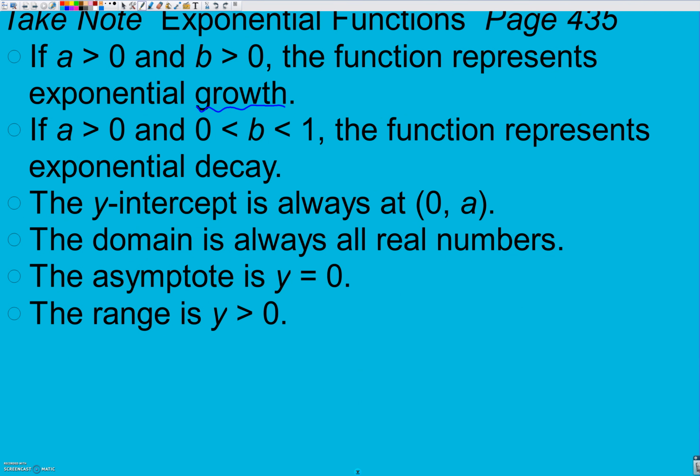The domain is always all real numbers. The asymptote is always y equals 0. That's our x-axis. Okay, asymptote. It's never going to cross, always just going to get close. And the range is y is greater than or equal to 0. Okay, we're always going to have positive y values, never 0, never negative.